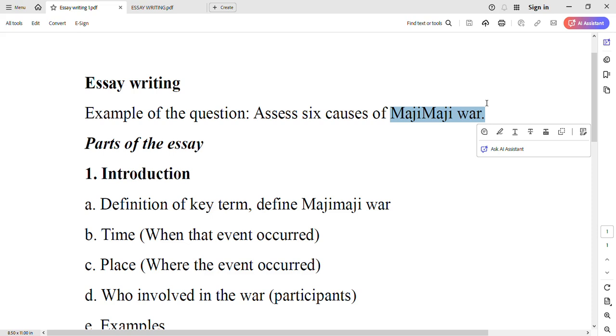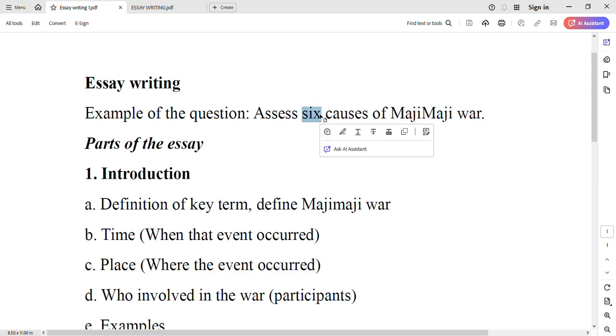So in order to know the key term of the question, you should try to find which part of the question, when removed, kills the meaning of the question. For example, if I take out the word 6, the question still has meaning: causes of Maji War. And if I also take out the word assess, and say 6 causes of Maji War, you still get the meaning. We are talking about what led the Maji War to happen. So number 1 is definition of the key term.